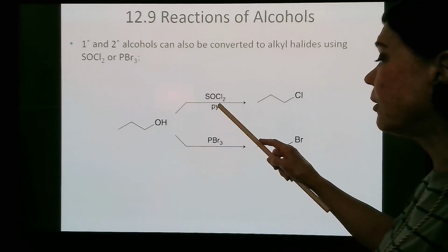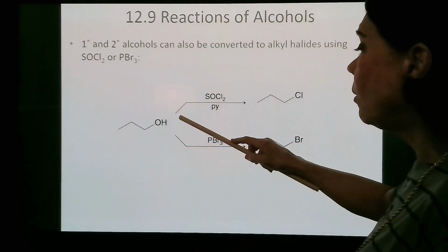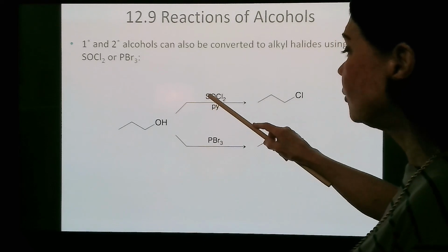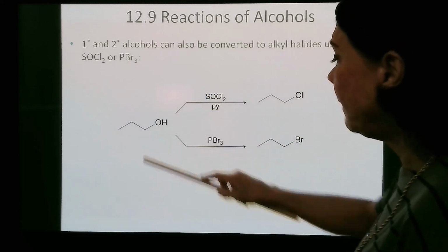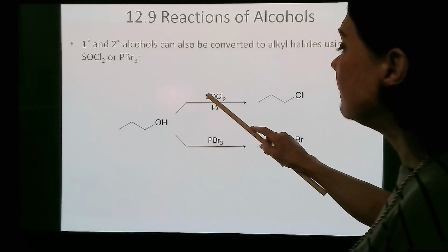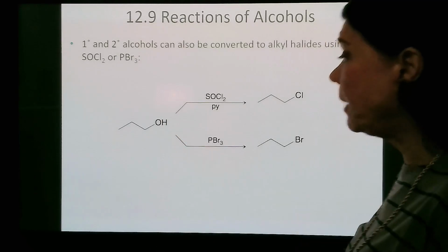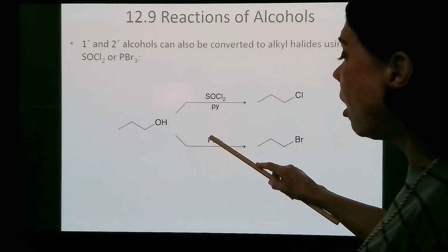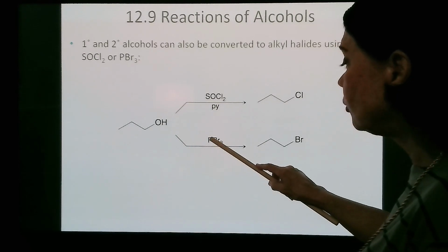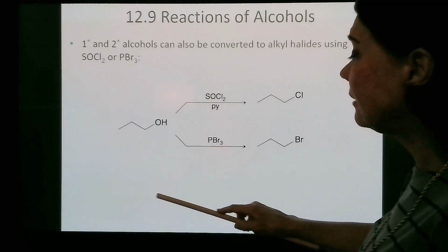Once again, you're going to have pyridine up here to pick up the protons. And so the oxygen will come in for a backside attack and displace chloride. And then the chloride comes in and does a backside attack. So when oxygen becomes attached to sulfur, that is when this is converted to a better leaving group. Here, oxygen will come in and do a backside attack on phosphorus, and it becomes attached to phosphorus, and one of the bromides departs, and that comes in and does a backside attack.